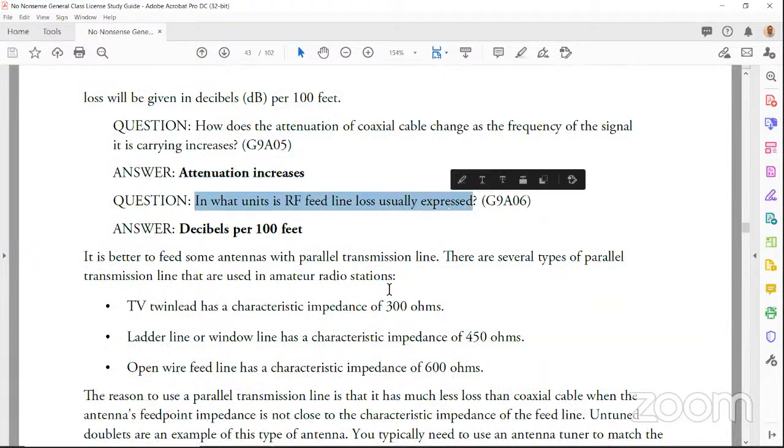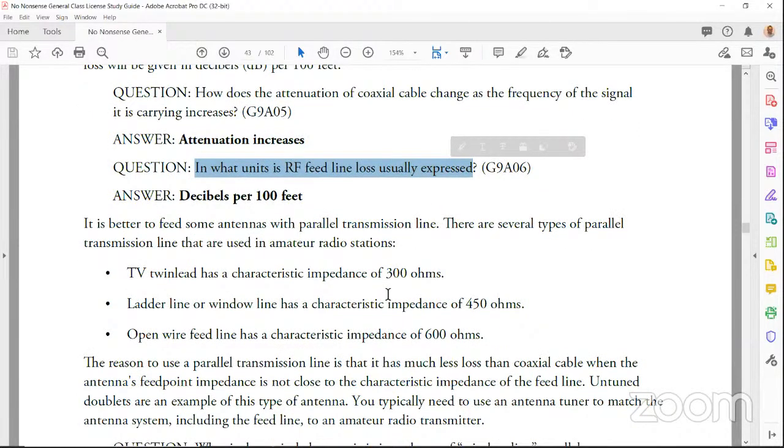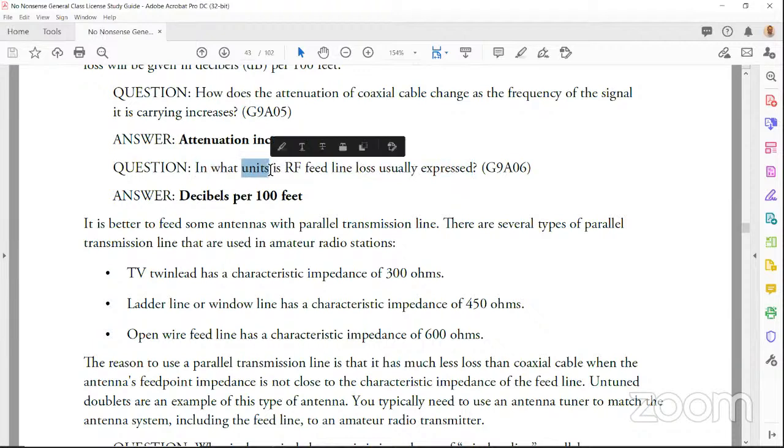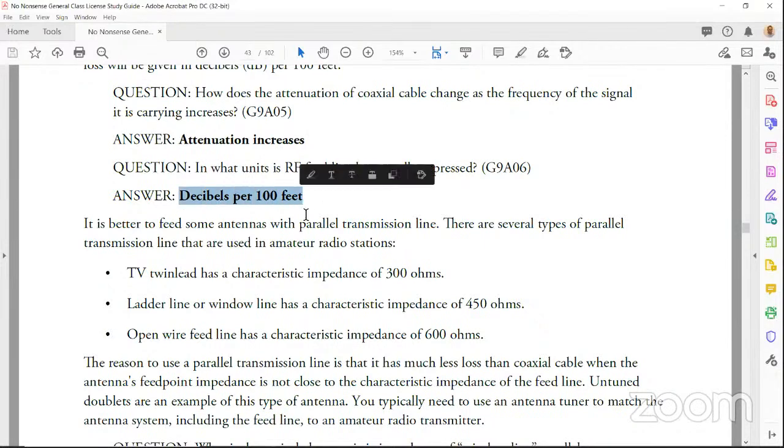Next question in the question pool. In what units is RF feed line loss usually expressed? Short question, but let's dissect. What are the elements? They're asking us about the units. So we want to know in what unit? Unit of RF feed line loss. So RF is radio frequency, and we are looking at feed line loss. And we learned that the longer the cable, the more loss you have. So the loss is given in dBs or decibels per 100 feet.